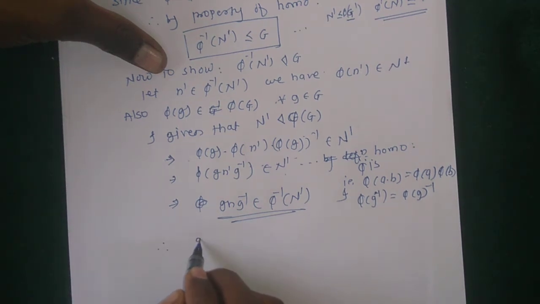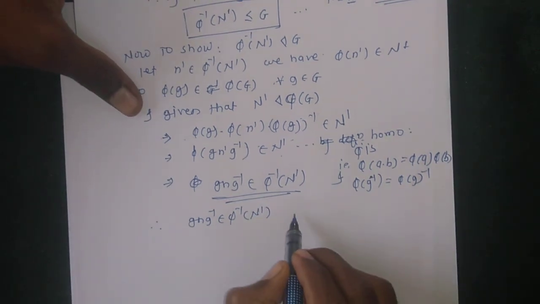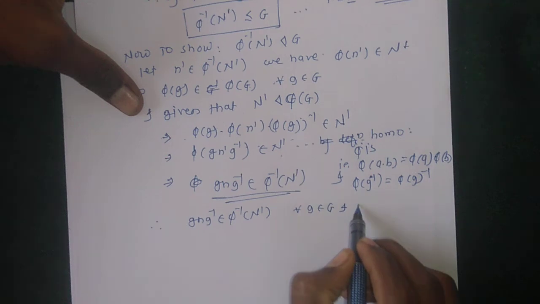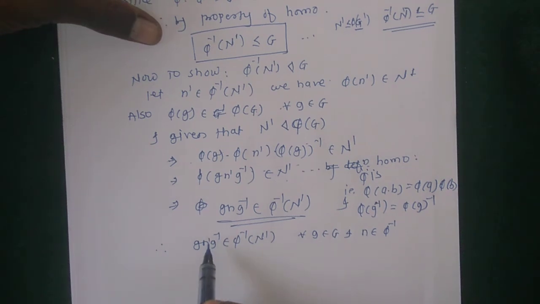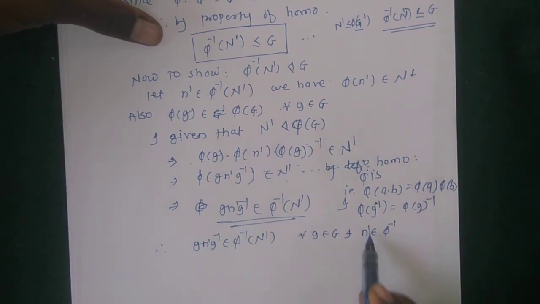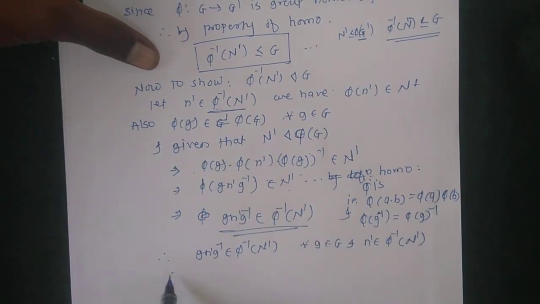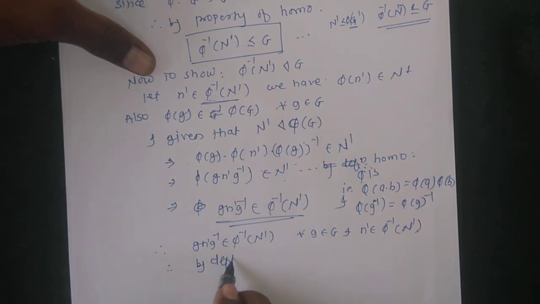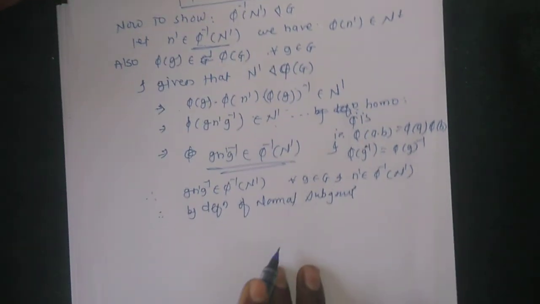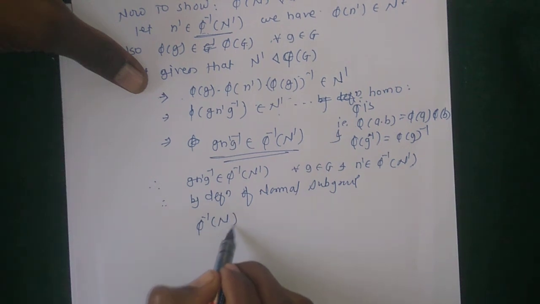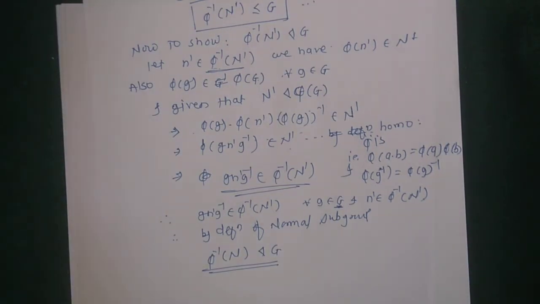Therefore g n g⁻¹ belongs to φ⁻¹(N') for all g belongs to G, and n belongs to φ⁻¹(N'), and therefore by definition of normal subgroup, φ⁻¹(N') is a normal subgroup of G. This is the proof of our theorem. Okay.